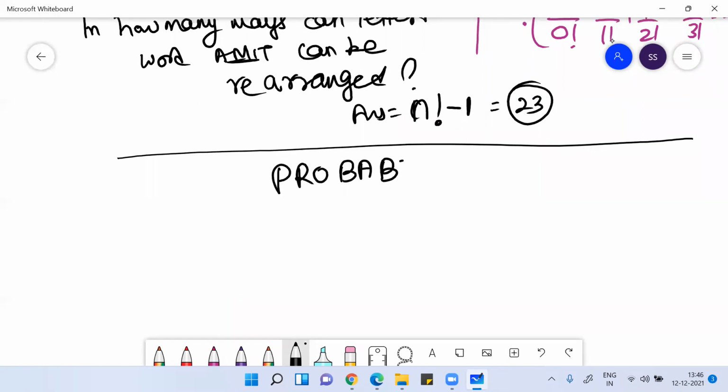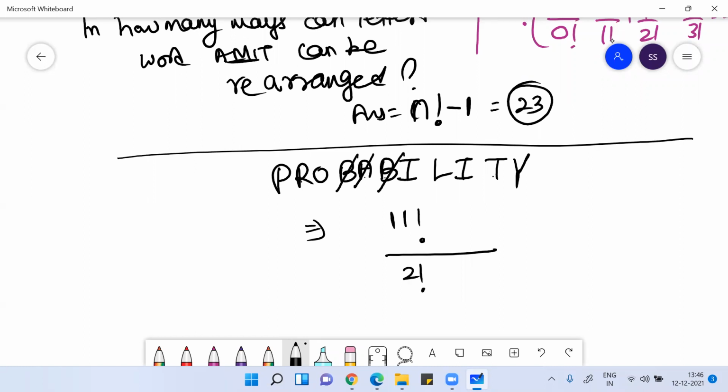Similarly, sometimes I may give you cases like, suppose I give you the word probability. In how many ways can you arrange the letters of the word probability? That is 1, 2, 3, 4, 5, 6, 7, 8, 9, 10, 11. So that would be 11 factorial divided by, B came twice, so 2 factorial. Can you understand? B has come twice. Then I has come twice, so 2 factorial.